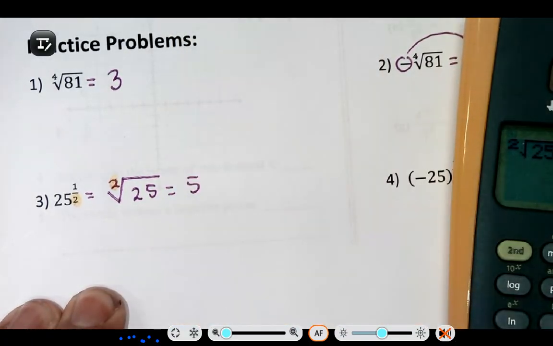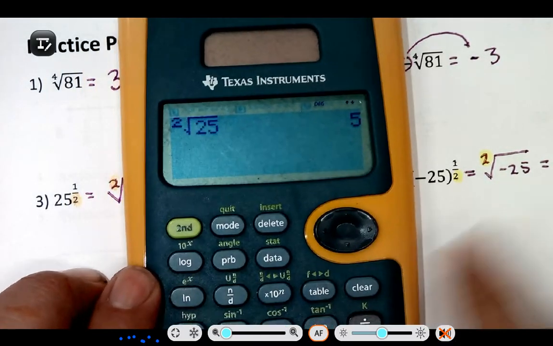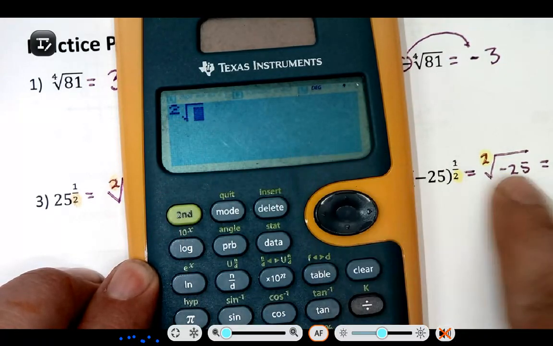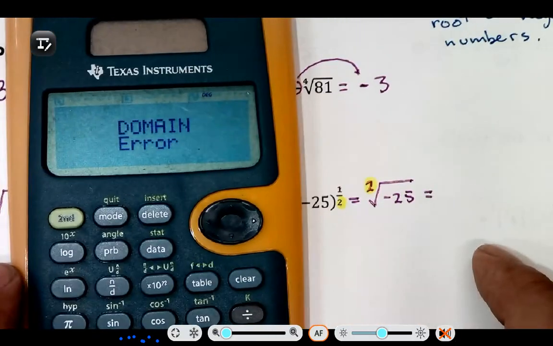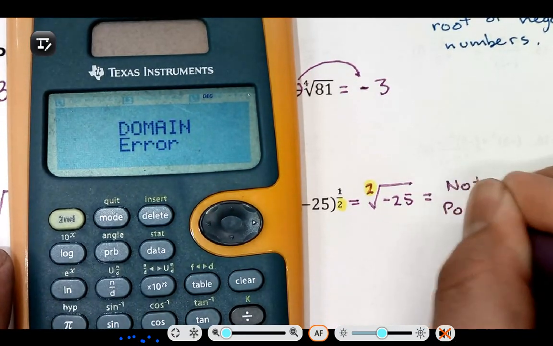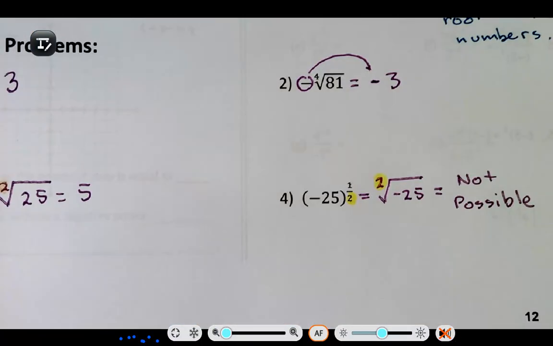So there's the answer. And then, of course, there's this one where, once again, I could type in the 2, second square root. So there's my square root right there of negative 25. And look at that. As soon as we get that message of error, you were supposed to say that this is not possible. Can't be done. All right, so keep that calculator handy. We're going to keep using it.